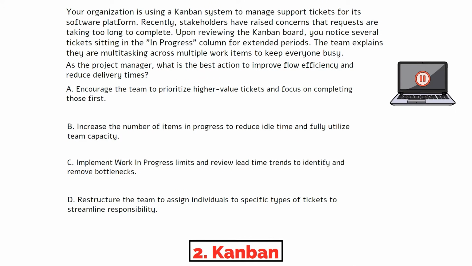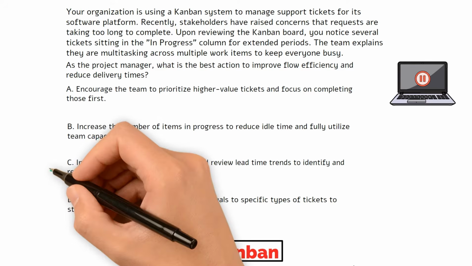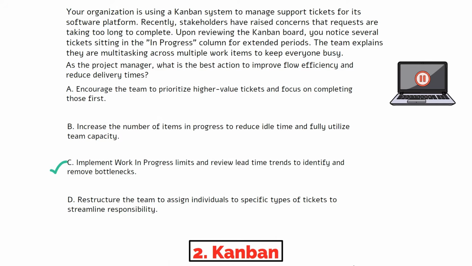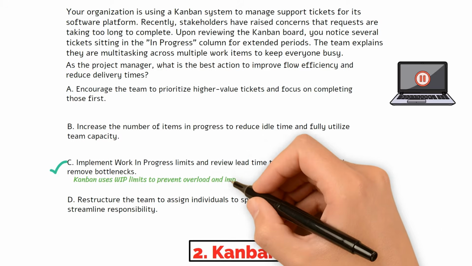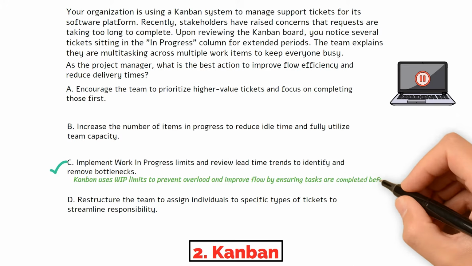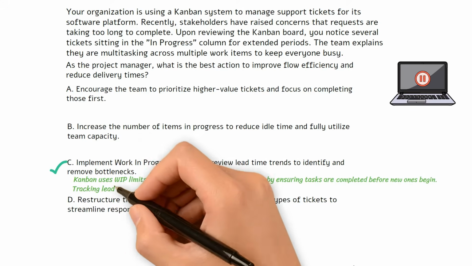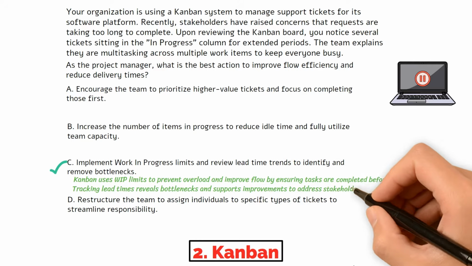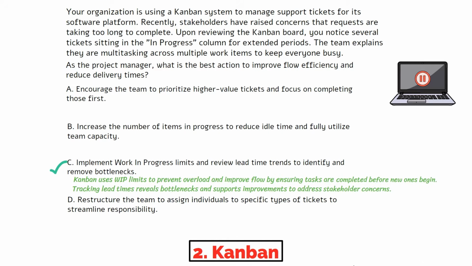All right, let's walk through this together. The correct choice is C. In Kanban, work-in-progress limits are a core practice used to prevent overloading the system, encourage focus, and improve flow efficiency. By setting work-in-progress limits, the team will be forced to finish current work before starting new items, helping reduce lead time and deliver value more quickly. Monitoring lead time trends allows for identifying bottlenecks and making data-driven improvements, which directly addresses the stakeholder concern.